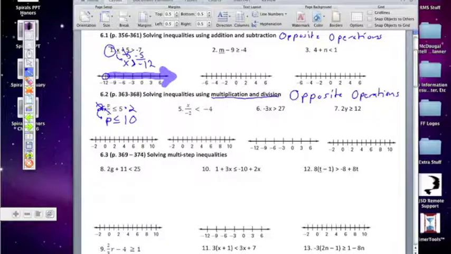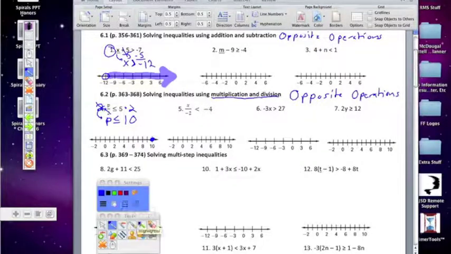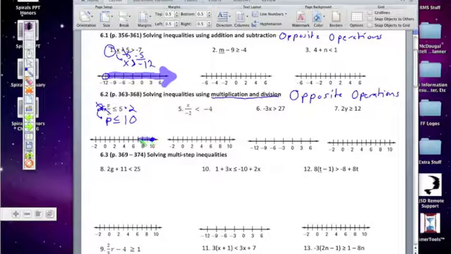What type of circle goes on this number line? Closed. Why is it closed? Because it's less than or equal to, so that means we shade to the left. So let's get out our highlighter, or I'll get out mine. You can just use your pencil. And we're going to shade to the left.